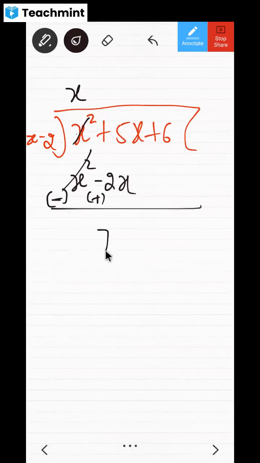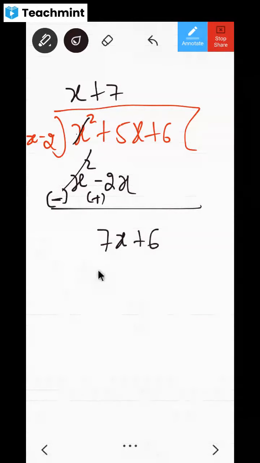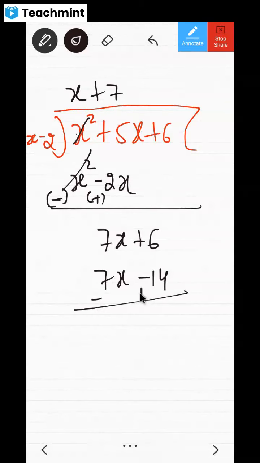5x plus 2x is 7x. Then I have plus 6. Now x to 7x means plus 7. So it becomes 7x, then minus 14. Here it becomes minus and here plus, so they get cancelled. 6 plus 14 is 20.